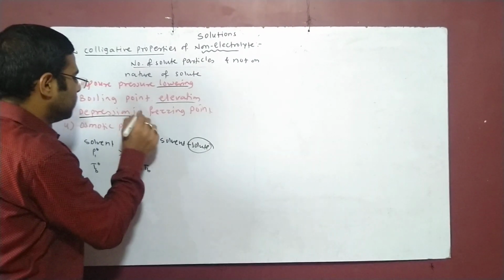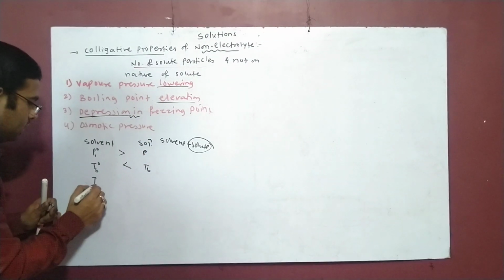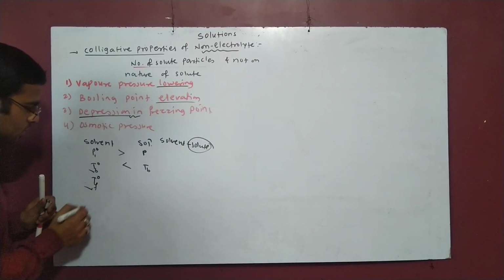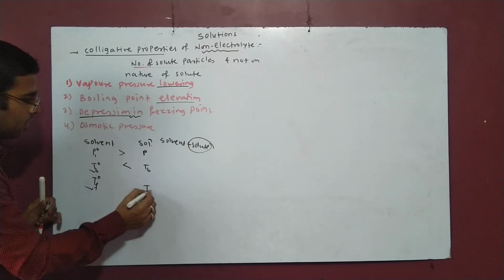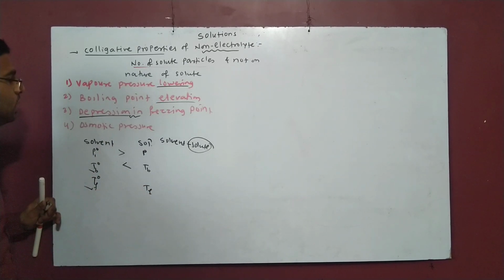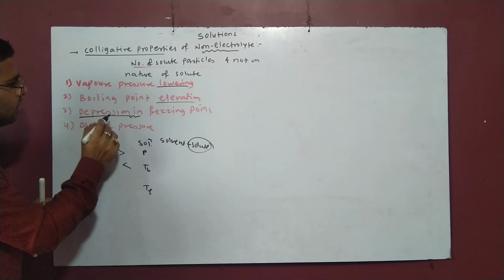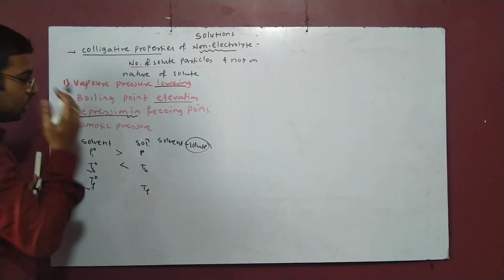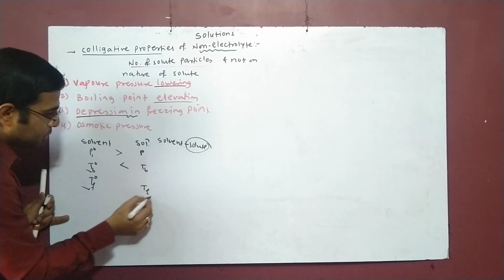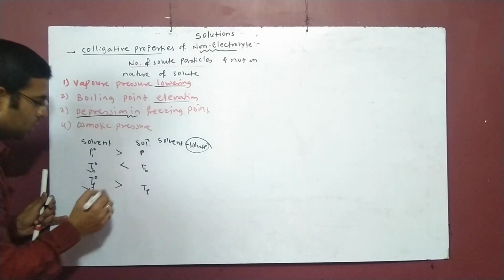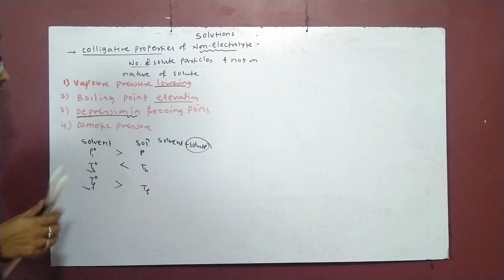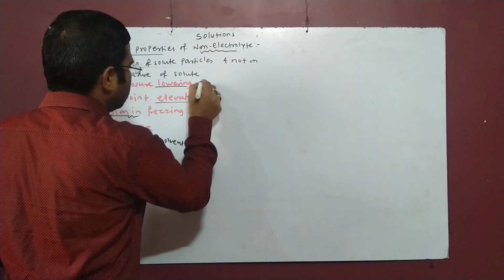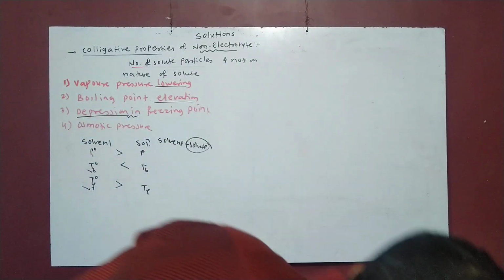Depression in freezing point: depress means to decrease. Here B is the boiling point, F is the freezing point. So TF⁰ and TF are the freezing points of the solvent and the solution. After converting solvent into solution we get depression in freezing point, meaning the freezing point of the solution is lower, and that of the solvent will be higher. In today's lecture we'll discuss vapor pressure lowering.